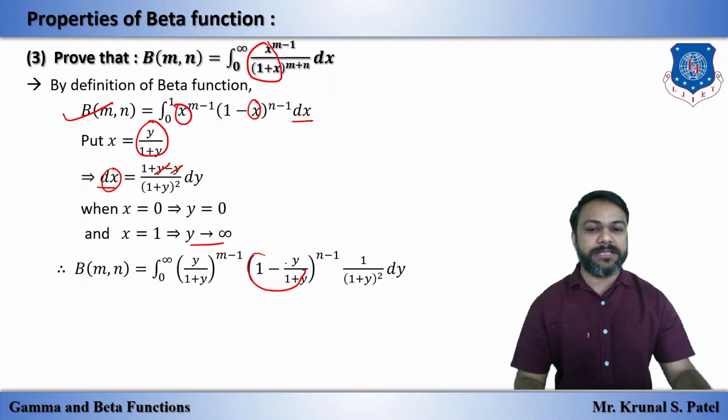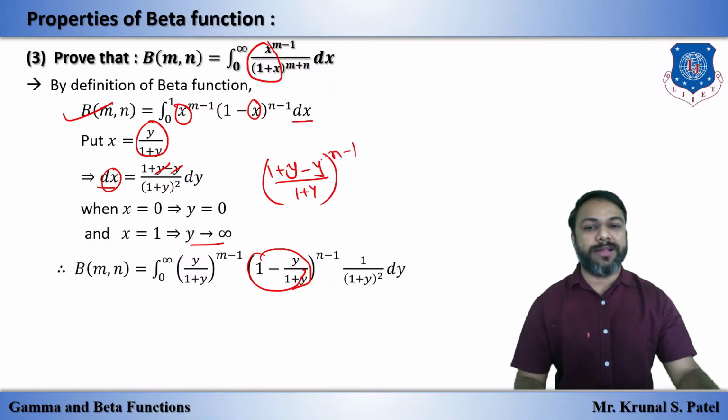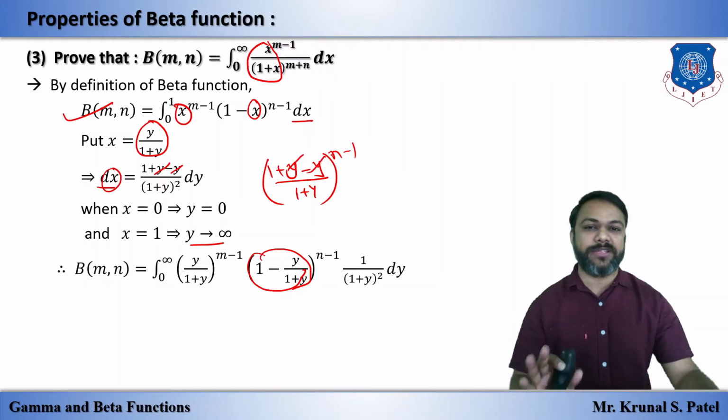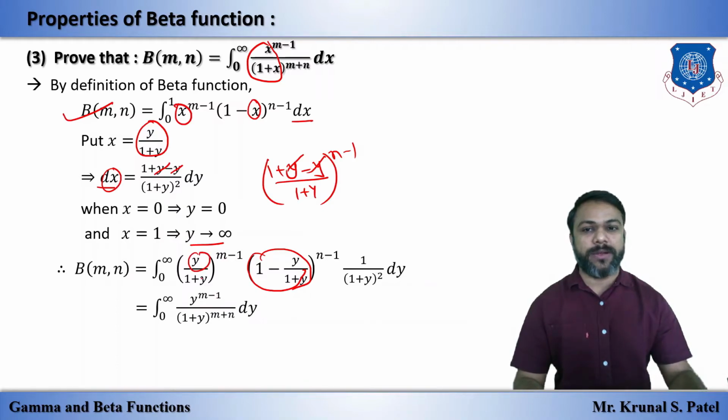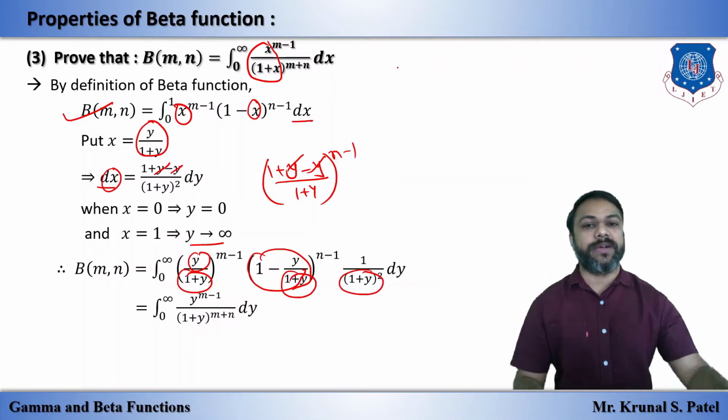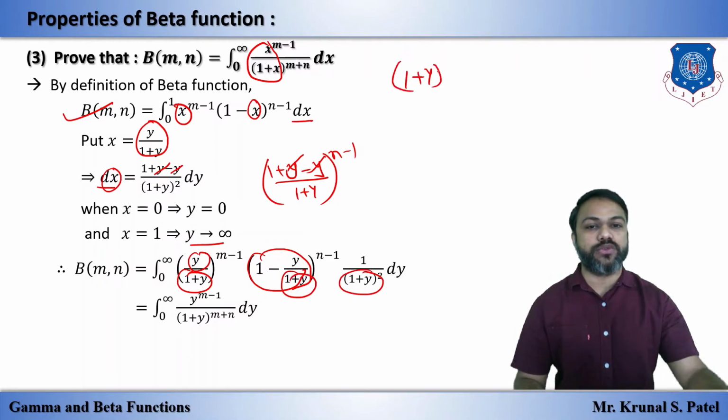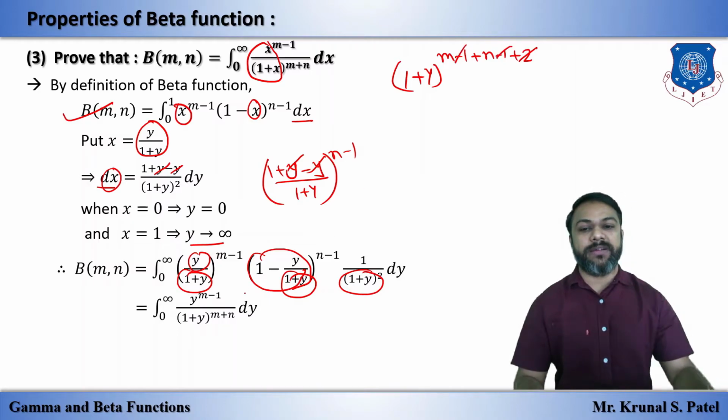By simplifying this, we have 1 plus y minus y upon 1 plus y, whole raised to n minus 1. The y cancels, so 1 raised to n minus 1 is 1, and 1 plus y is raised to n minus 2. Here y is raised to m minus 1. In the denominator we have 1 plus y three times, so in total the denominator is 1 plus y raised to m minus 1 plus n minus 1 plus 2. So we can cancel this 2, and we have m plus n.